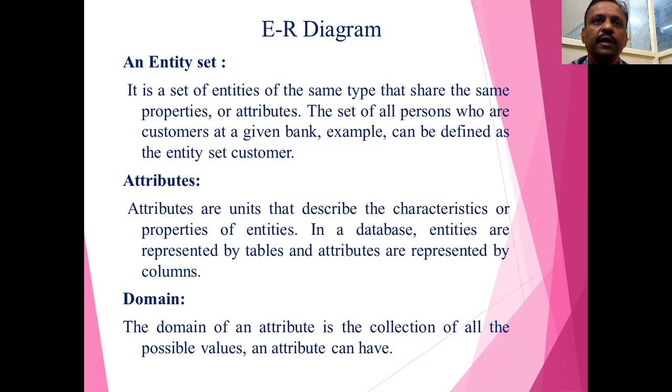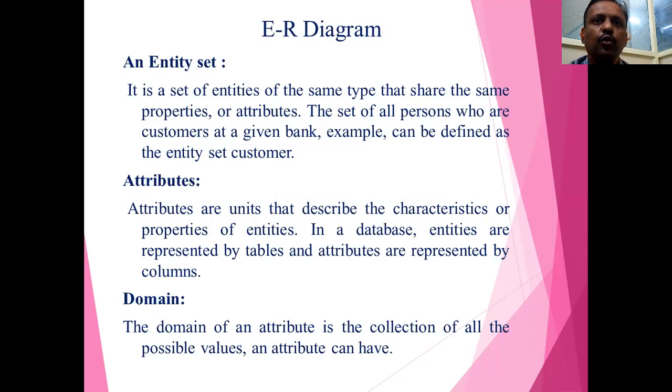In a database, entities are represented by tables and attributes are represented by its columns. Means if you have a table schema, suppose student is the schema, then what are the attributes? Student is the entity, you can say. It will be converted into a schema. What are the attributes? Attributes mean the columns of that particular table, like student number, student name, student age. So these are the attributes.